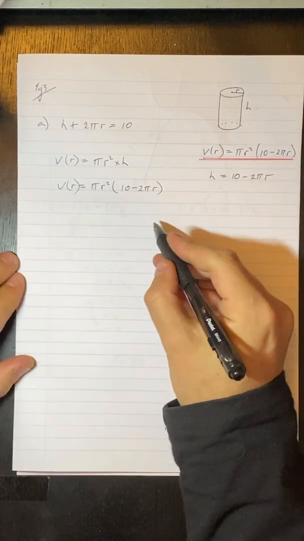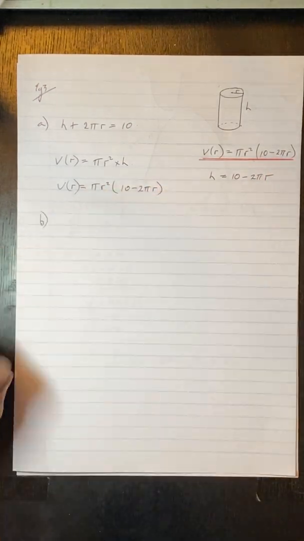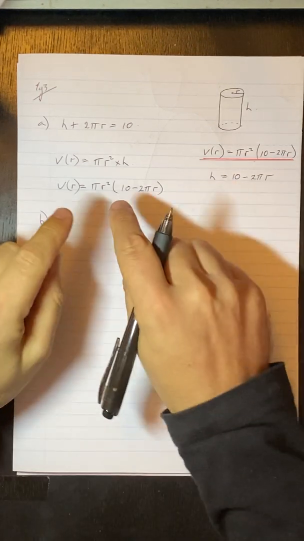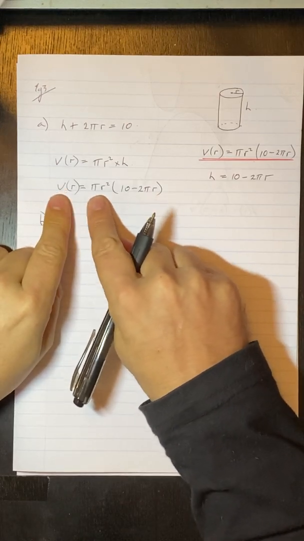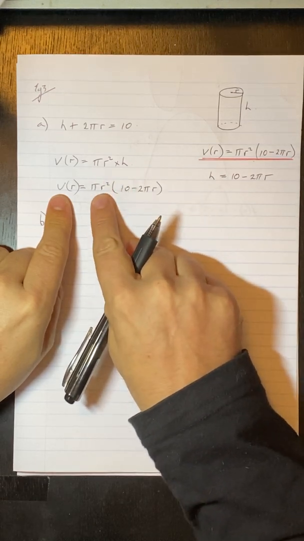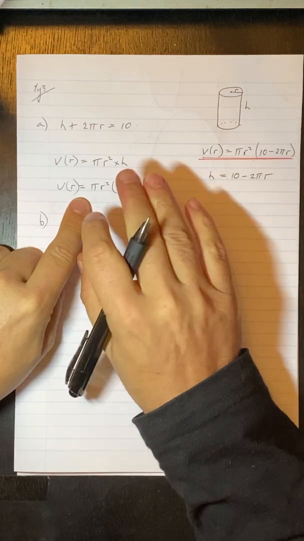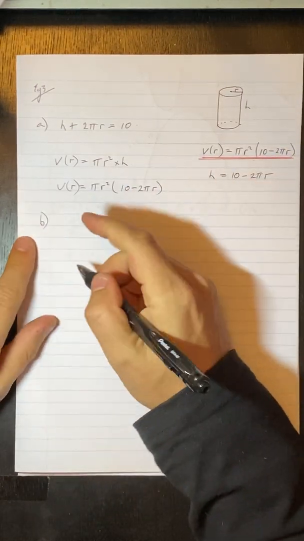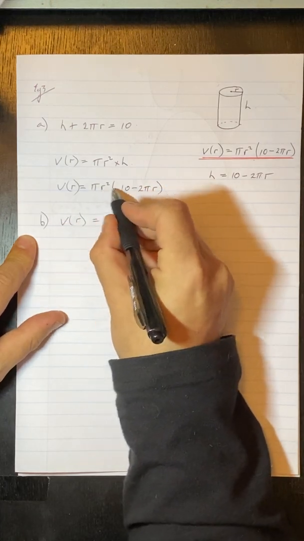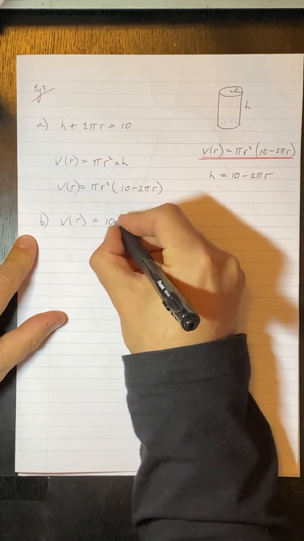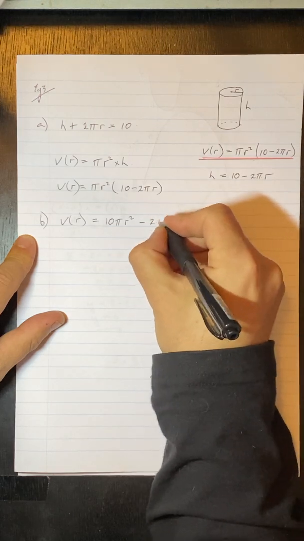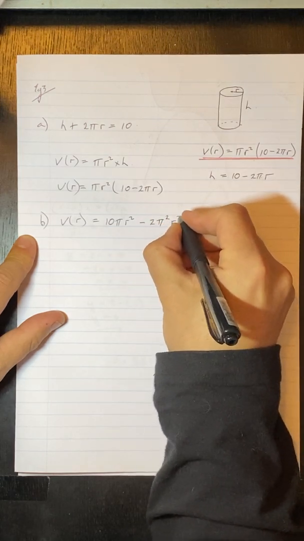Okay. Then question B. Question B is saying calculate the value of r for which the cylinder will have a maximum volume. So what we're going to do is differentiate this with respect to r. But I can't just differentiate this just yet. So I'm just going to distribute this into the bracket, and then we have individual terms that we can differentiate. So V as a function of r, if I multiply that in there, I'll get 10 pi r squared. Multiply that in there, we get minus 2 pi squared r cubed.